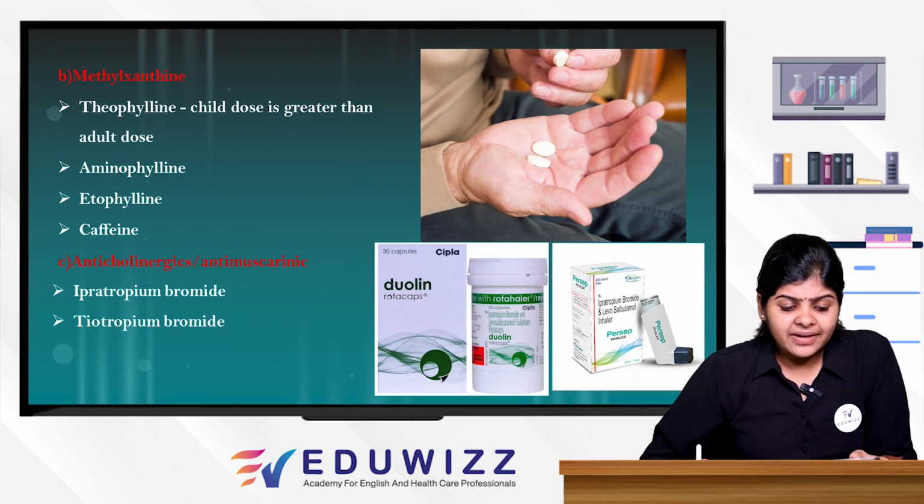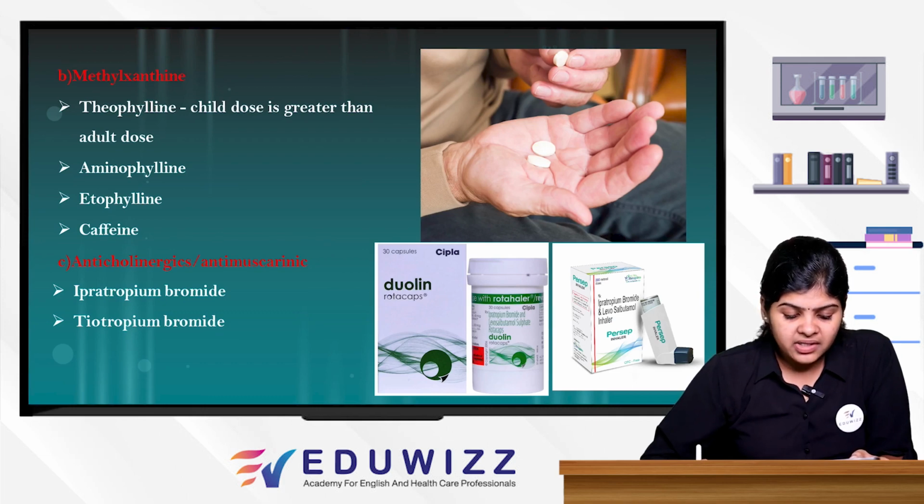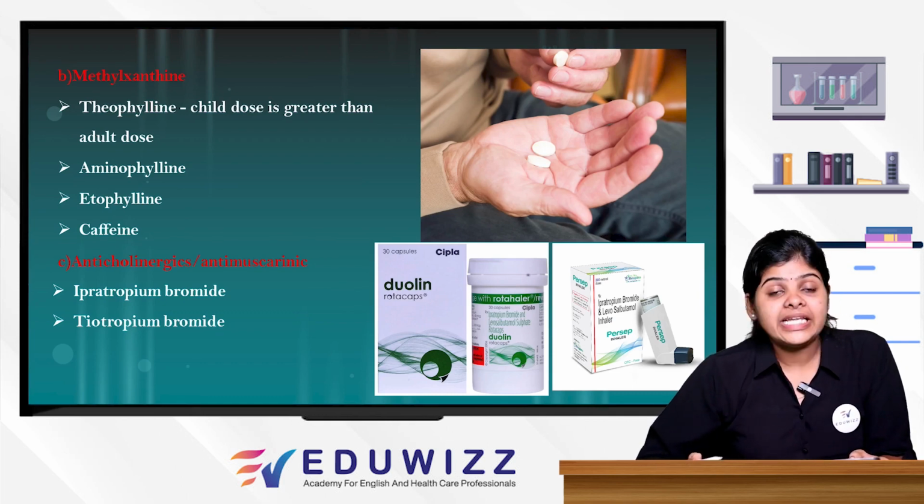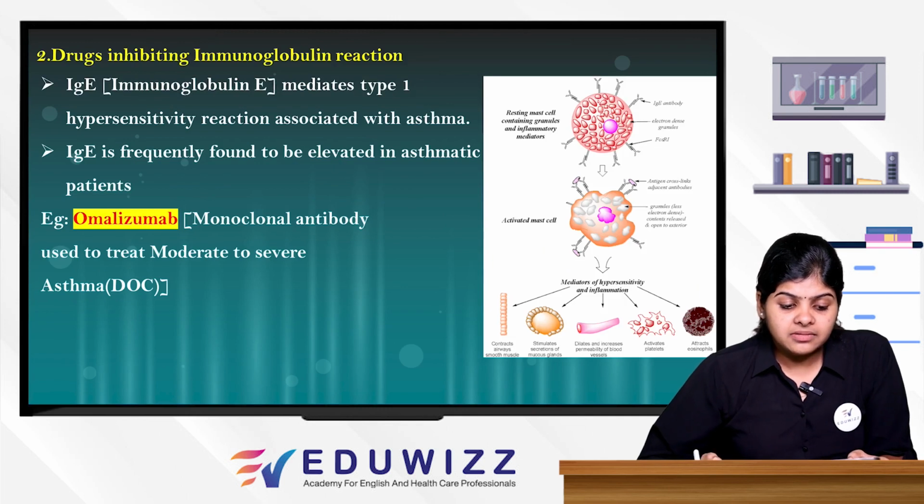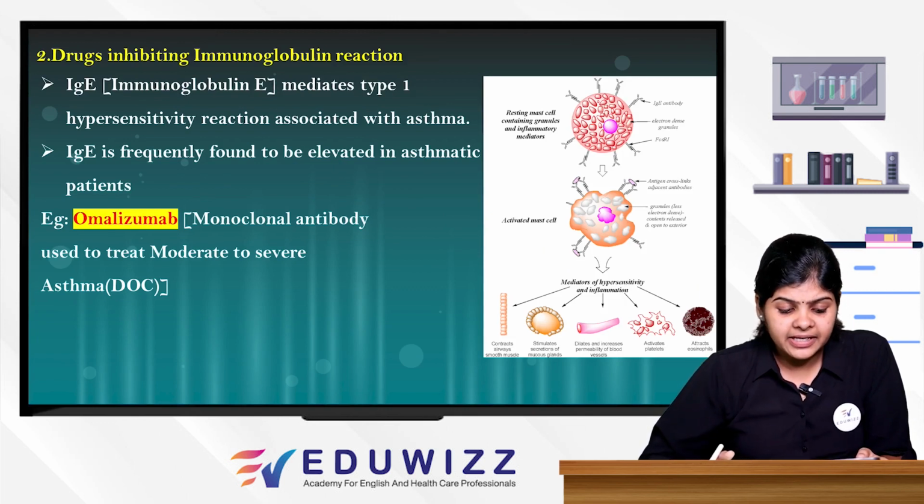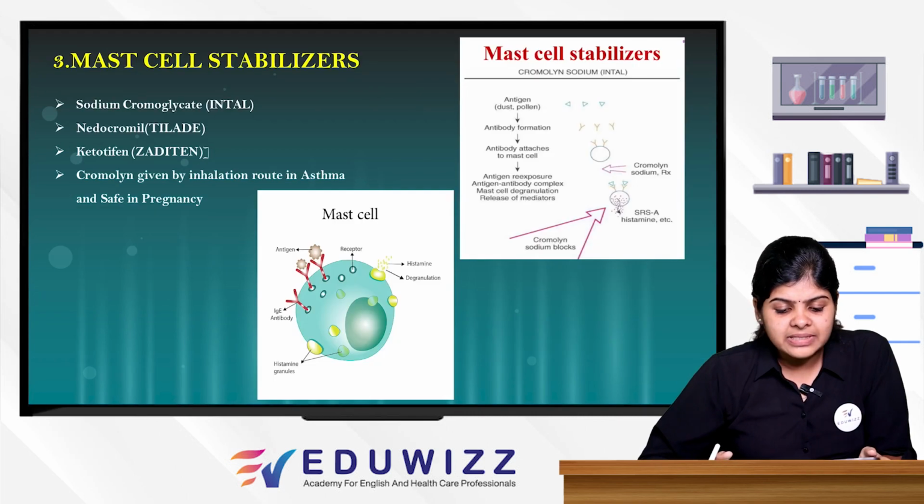And the B category is methylxanthines, that is theophylline, caffeine, etophylline, aminophylline. C is anticholinergics, ipratropium bromide and tiotropium bromide, which are major ingredients in the inhaler. Okay, and the second category of drugs is those inhibiting the immunoglobulin reaction, that is IgE inhibiting, for example omalizumab, which is a monoclonal antibody, the drug of choice in moderate to severe asthma.